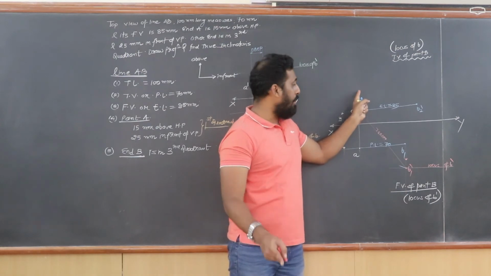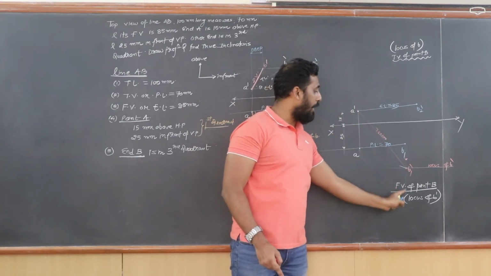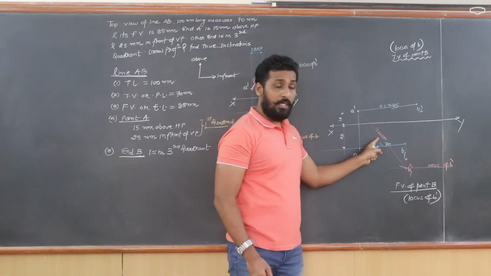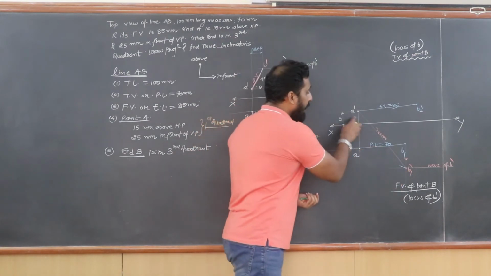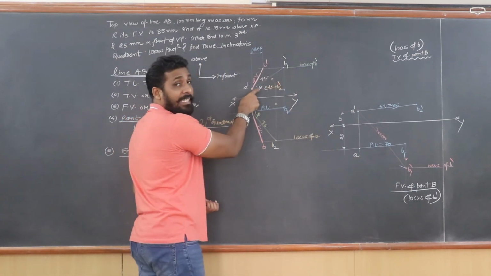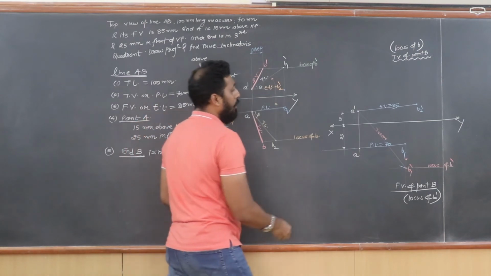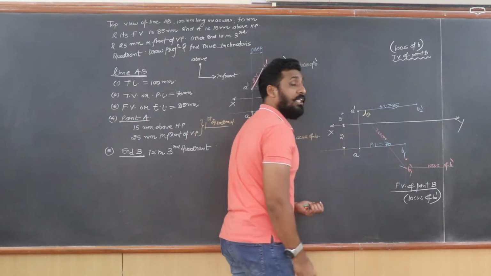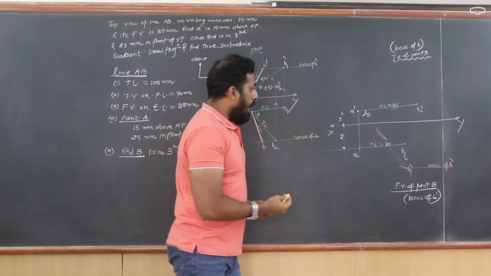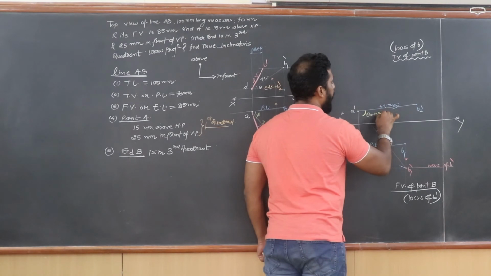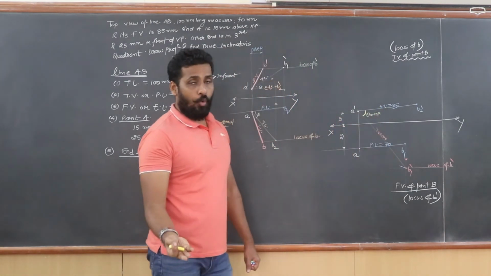Take an arc of 100 mm, keep it on A dash, and cut an arc on the line of B1 dash. You get B1 dash. Join, and you get the true length. If this is A dash B1 dash, if you observe the diagram, A dash B1 dash makes an angle theta with the horizontal. So this angle that you have got is the true inclination theta. Theta is the inclination of the line with the HP.